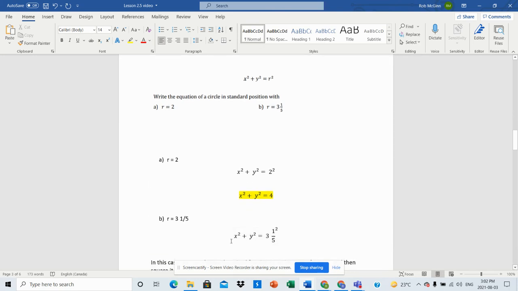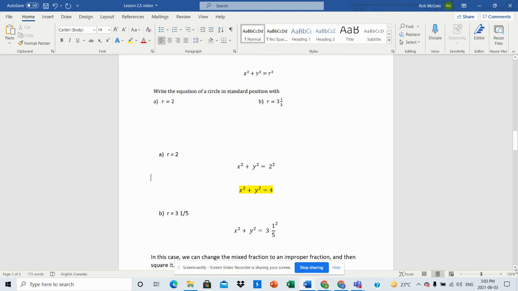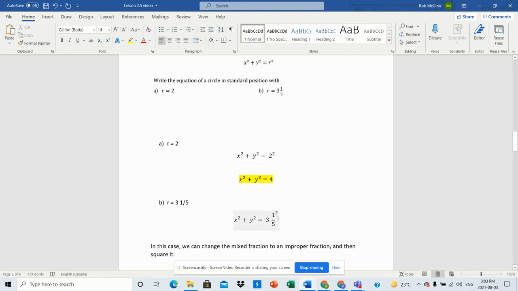And in this case, we have x squared plus y squared equals 3 1/5 squared. Now, it's really difficult to work like this. We can, but it's much easier to change this from a mixed fraction, where you have a whole number and fractions, to just an improper fraction. So, in other words, what we're going to do is 3 wholes when we're talking about fifths. All we're going to do is 3 times 5 and then add whatever our numerator is, and that'll give us our numerator of our improper fraction.